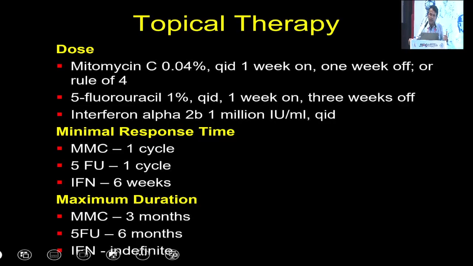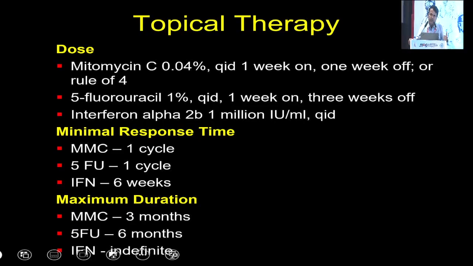In 5-fluorouracil, it is 1% drop. It comes as 5%, so you dilute it, make it 1%. QID, 1 week on and 3 weeks off. That is one cycle. In interferon alpha 2b, it is 1 million international units per ml. It comes as 3 or 5 million international units. You simply dilute it using any tear substitute and make it 1 million international unit and dispense it. Patient uses QID, never stops it till you tell the patient to stop it.